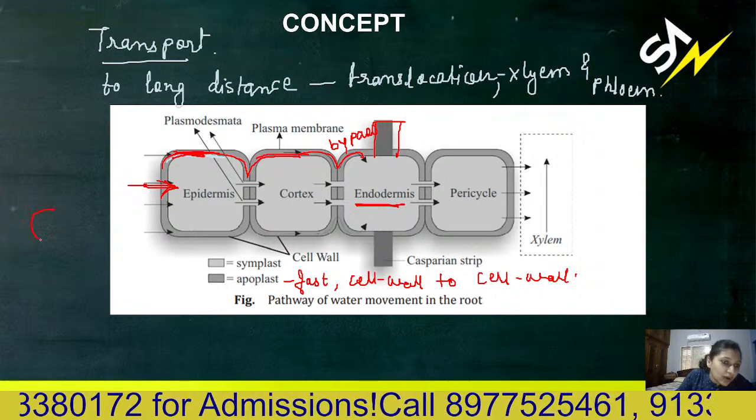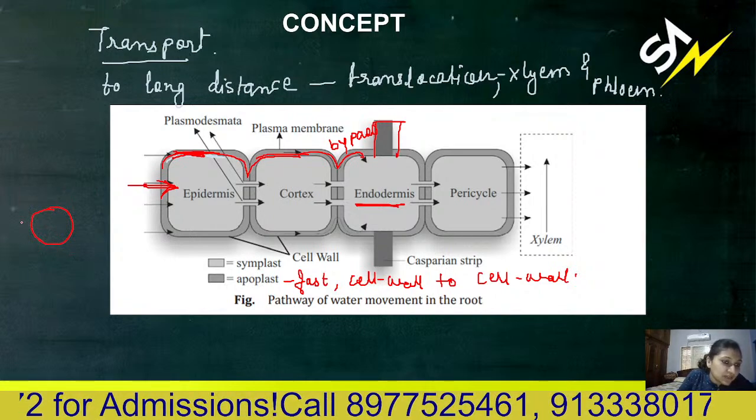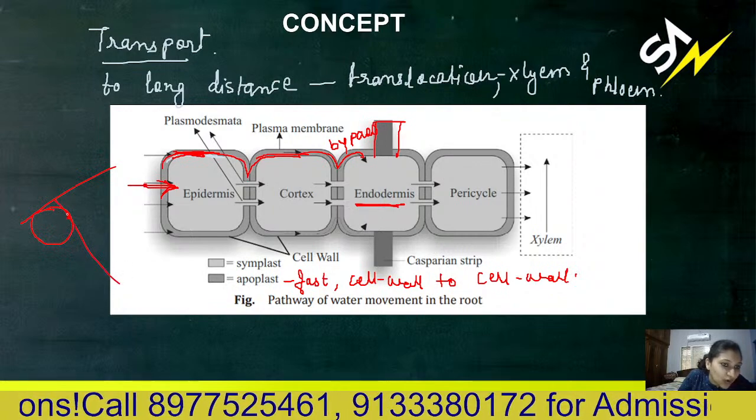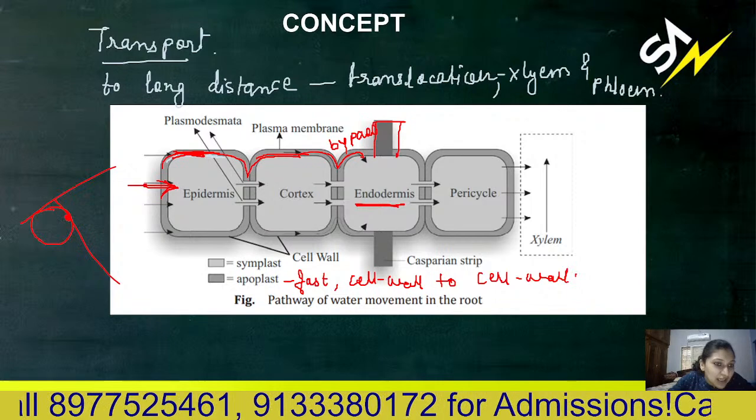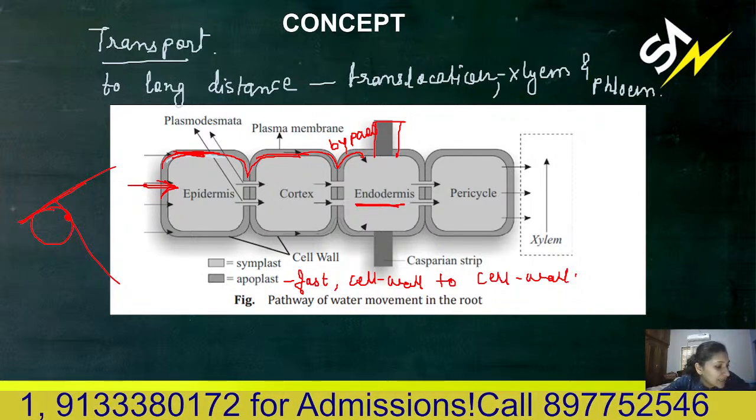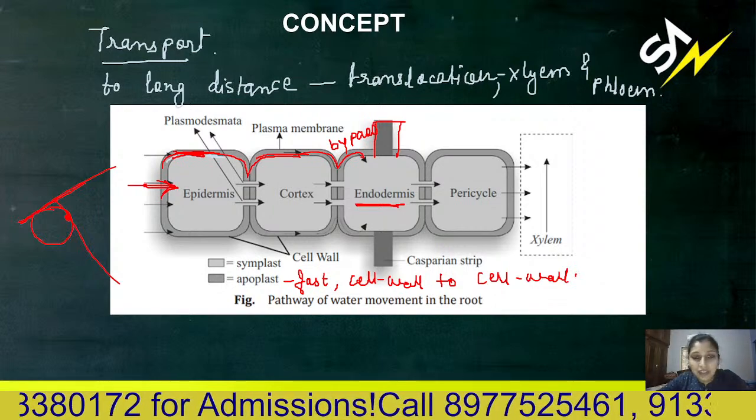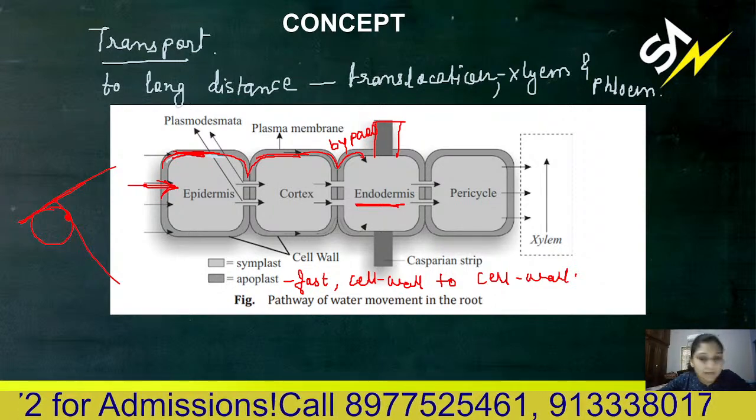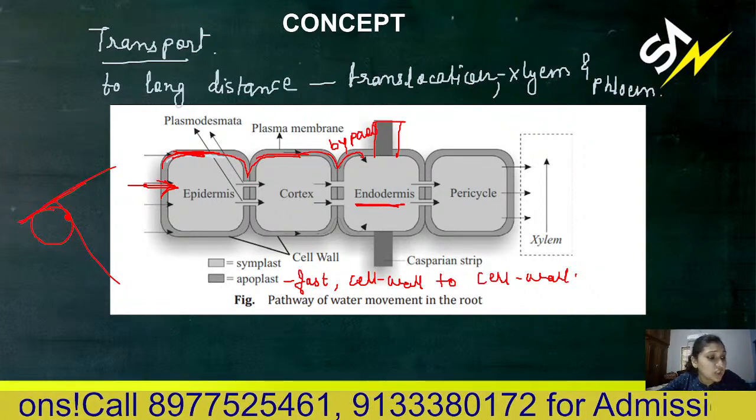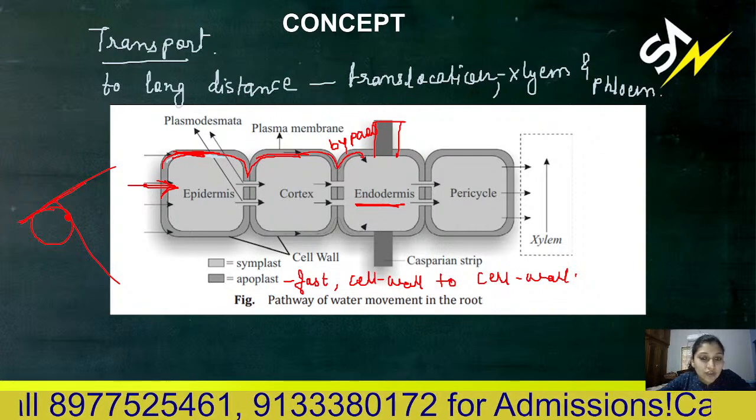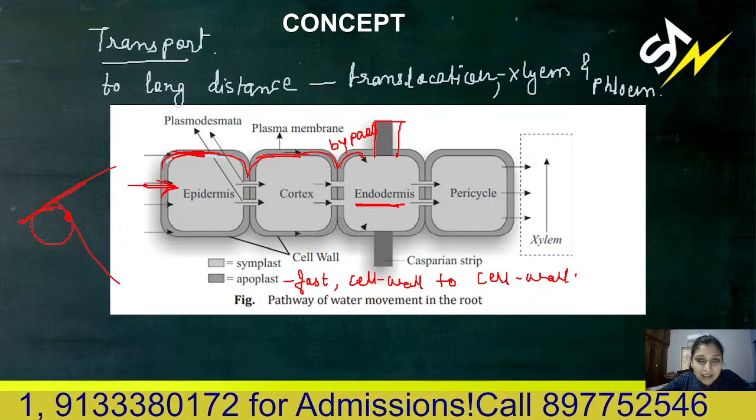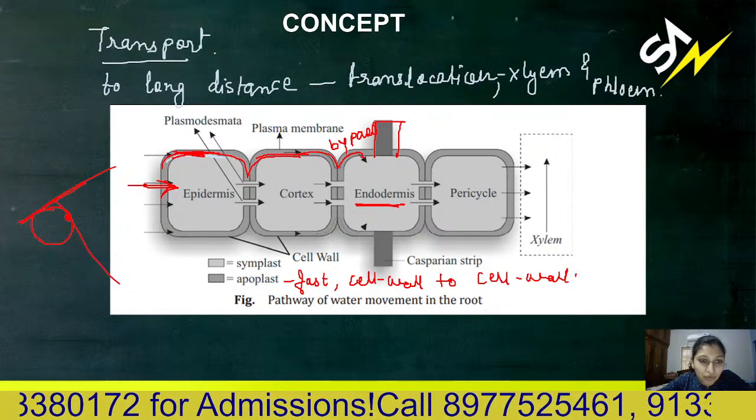What is this called? If a circle is there, and you draw a line just touching one point like this, what is it called? Yes, Anjali, can you tell me? This is known as a tangent. So deposition of suberin is in a tangential line. Remembered or not? I hope you remembered.